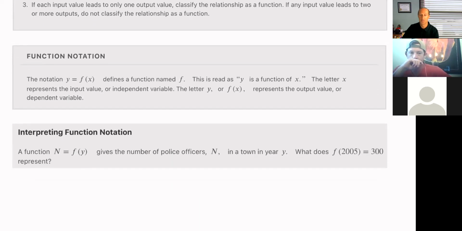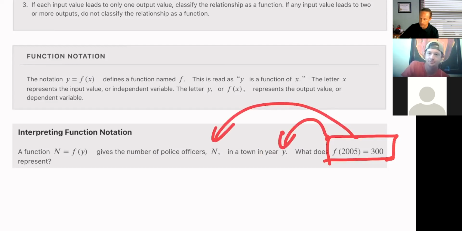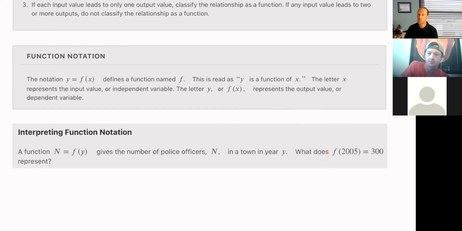If I was to give you something like this, it could be any letters. Instead of Y, I'm going to put N. Instead of f of X, I'm going to put f of Y. And I'm going to tell you that N represents the number of police officers, that's why they're using N, and I'm using Y to represent the years. What would f of 2005 equals 300 represent according to these things?